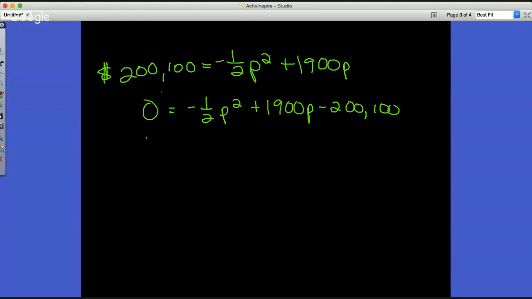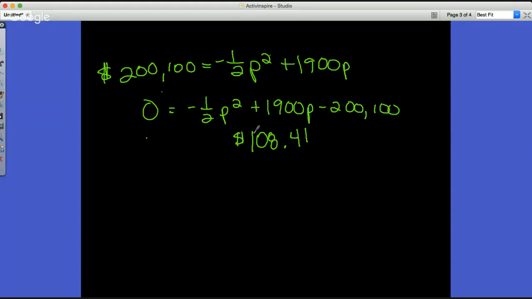So I would have negative 1/2 x squared plus 1900 x minus 200,100. Okay, so I plug that in. Let me zoom a little bit. It's kind of big here, isn't it? Yeah, it's way big. So as you look at it, you see that the unit price for that revenue could be at 2 possible locations. It could be at 108.41.